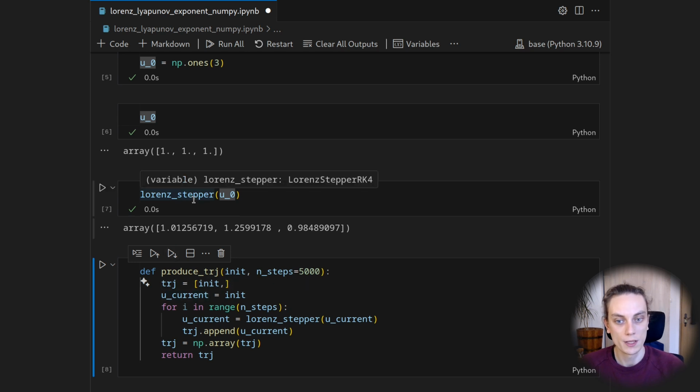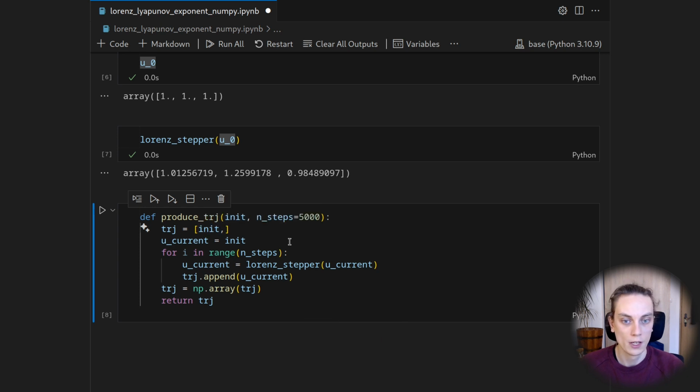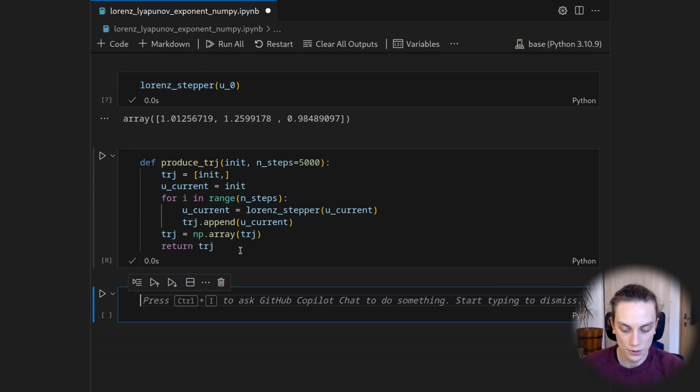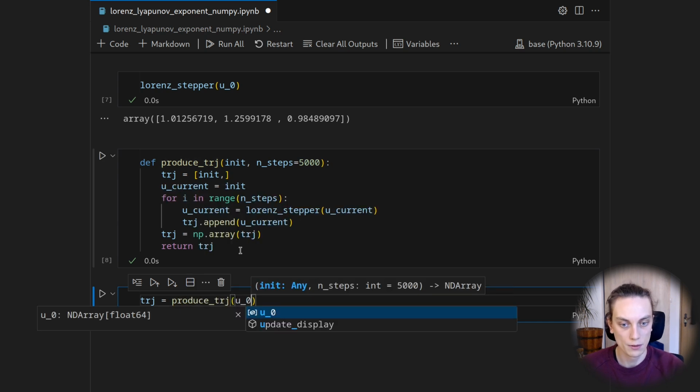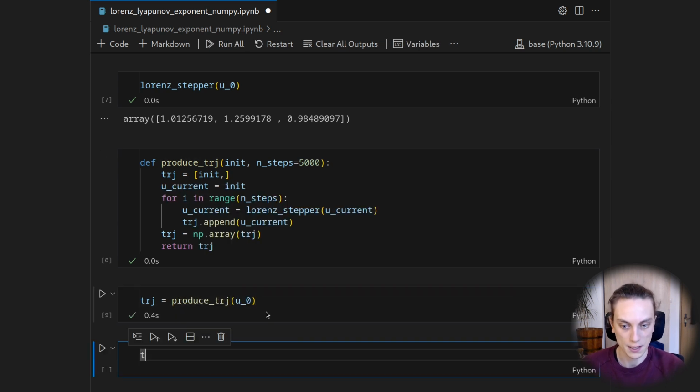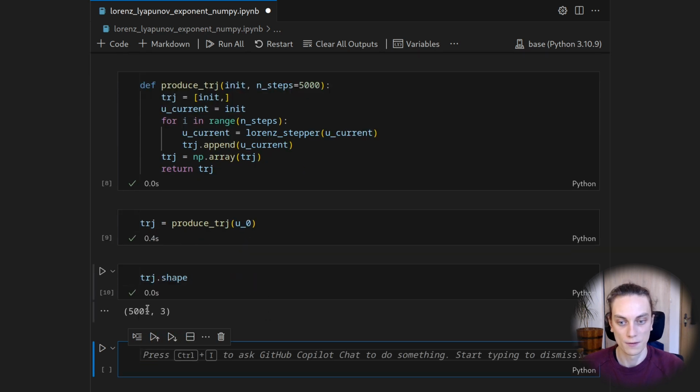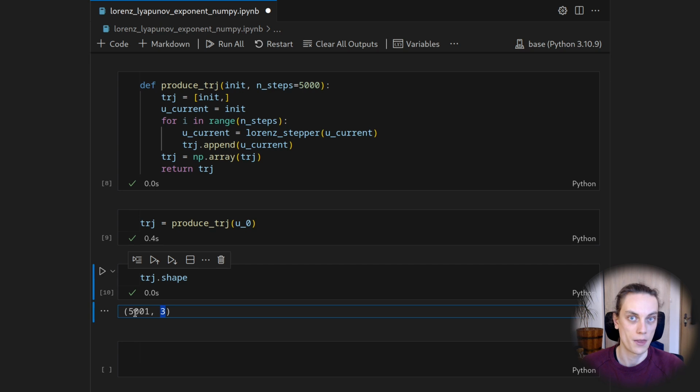And then we can use this one to autoregressively roll it out. For this, I implemented a very simple function, which takes an initial condition as well as the number of steps we want to roll it out, and I already hard-coded the 5000 here. So we'll basically just apply the Lorenz stepper, record the result, and stack it together into an array. Okay, then let's use this function to produce a trajectory. So we're going to say produce trajectory on U0, which then gives us an array. Let's look at its shape, which has 5001 by 3 entries. It has 5001 because we also include the initial condition.